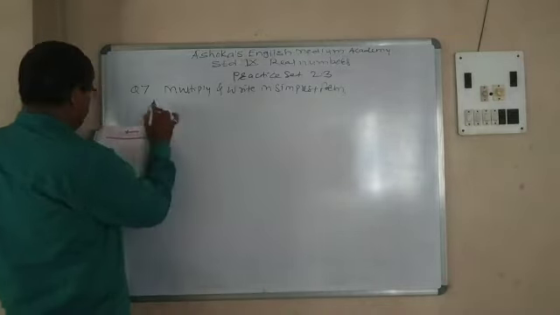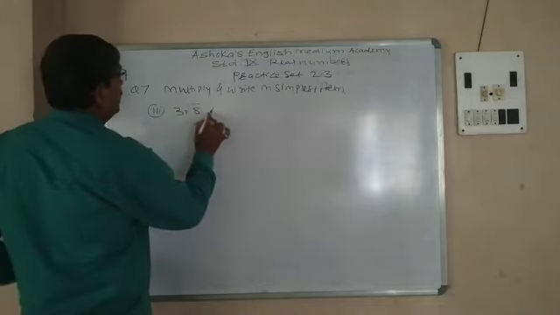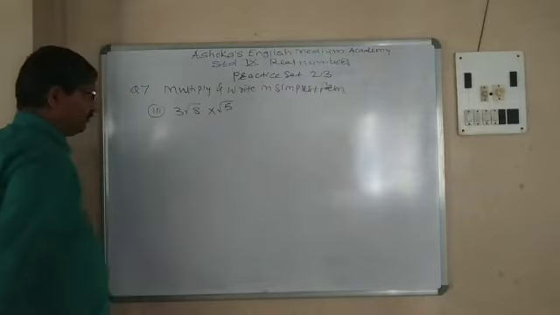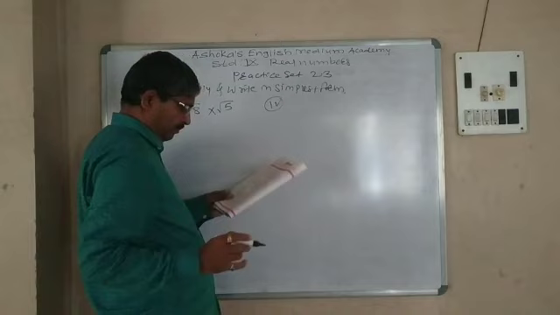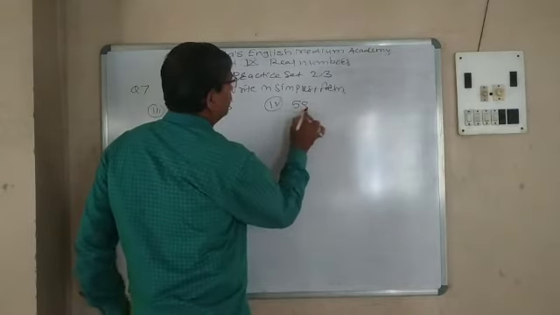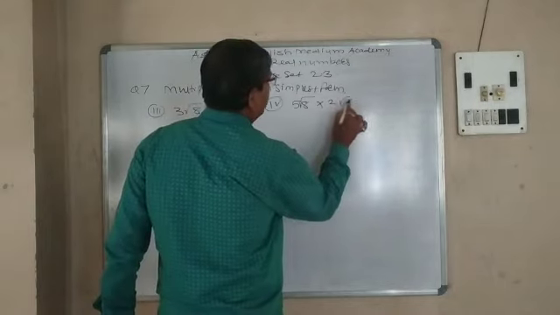Question number 3. 3 under root 8 into root 5. Question number 4. 5 root 8 into 2 root 8.